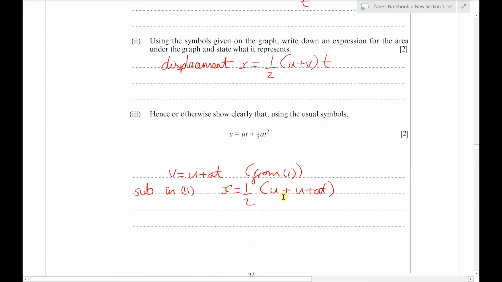And if we look at that, we've simply got x equals, well, u plus u. Oh, sorry, slight mistake on the last bit. We've got to forget the t at the end of the bracket there. So if we look at this expression carefully, we've got inside the brackets u plus u is 2u, half of 2u is u times t, that's where the ut bit comes from, and at times t is at squared, but the half at the front gives us the half at squared.